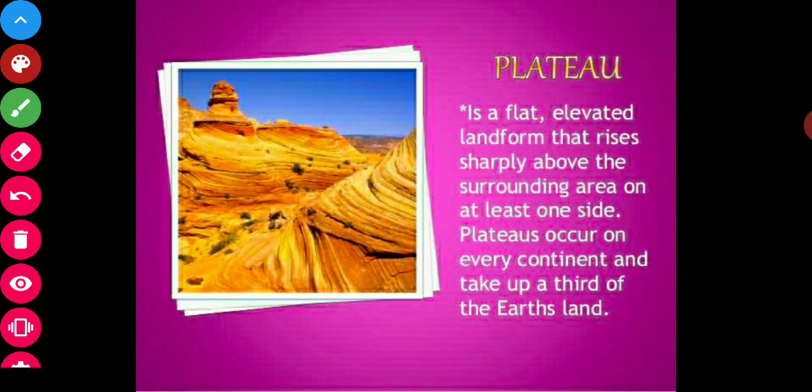Plateau. A plateau is a flat, elevated landform that rises sharply above the surrounding area on at least one side. Plateaus occur on every continent and take up a third of the Earth's land. Most of the plateaus are a rich source of minerals like iron ore, gold, etc. The plateau of Tibet, to the north of the Himalayas, is the highest in the world.